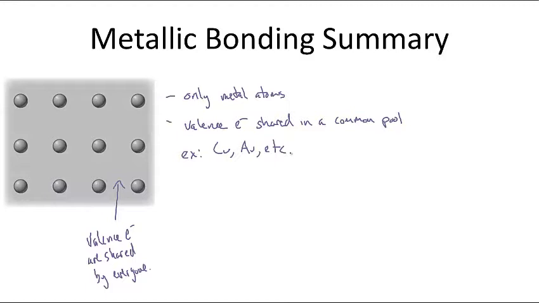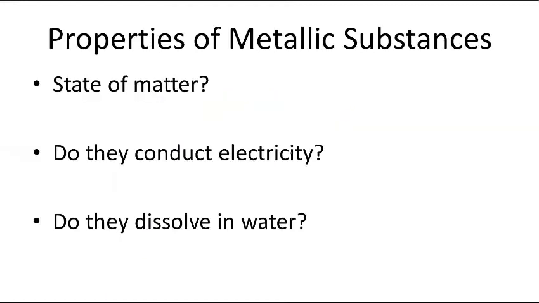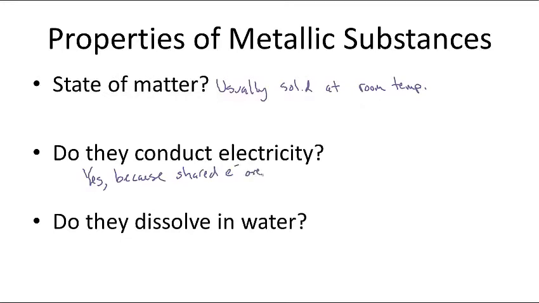All right. So again, this might be one of those days where you're going to go over it in notes, and that's totally cool. So, properties of metallic substances. State of matter. Usually solid. Almost always solid at room temperature, the exception being mercury. Do they conduct electricity? Yes. Because the shared electrons are free to move.